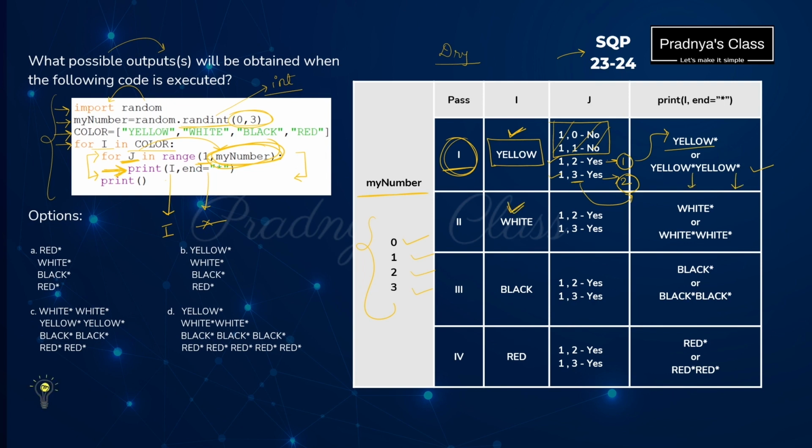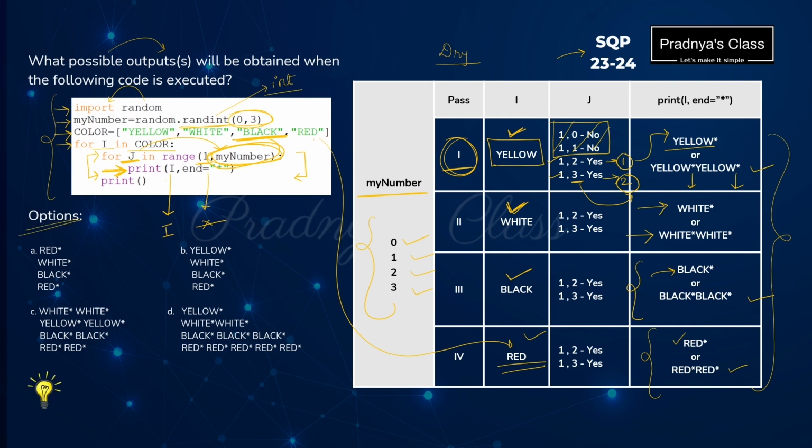In the second pass, the value of i will be white. Again, it will be printed once or twice. In the third pass, the value of i will be black because the third element is black. In the same way, black will get printed once or twice. And at last in the list, we have element red, and we can understand easily, red is getting printed once or twice. So here are the possible combinations we may get. Yellow will get printed once or twice. In the same way, other colors are also getting printed once or twice.